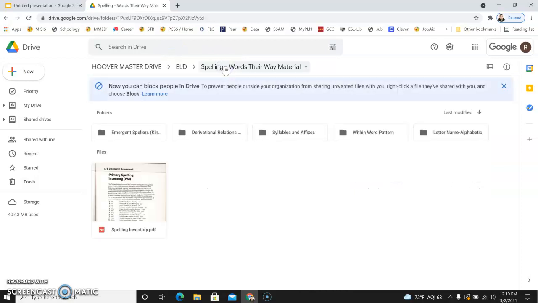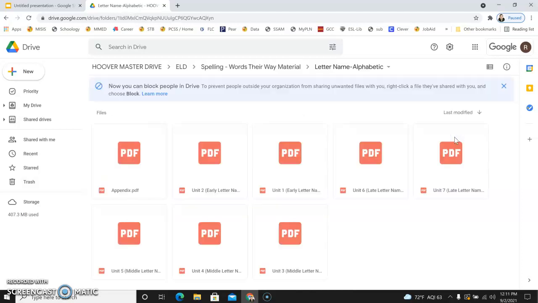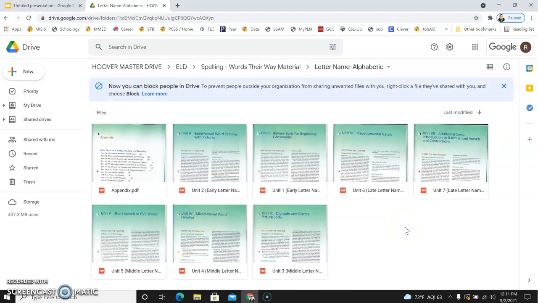A student in second grade would be at the late letter name stage of spelling. So if we click on the letter name alphabetic folder, we can see that we have the units associated with letter name alphabetic. A second grade student would be late letter. So we can see that we have Unit 1 early letter, Unit 2 early letter, Unit 3 middle letter, Unit 4 middle letter, Unit 5 middle letter, Unit 6 late letter. So this could be where we start off our second grade class and move on from there.